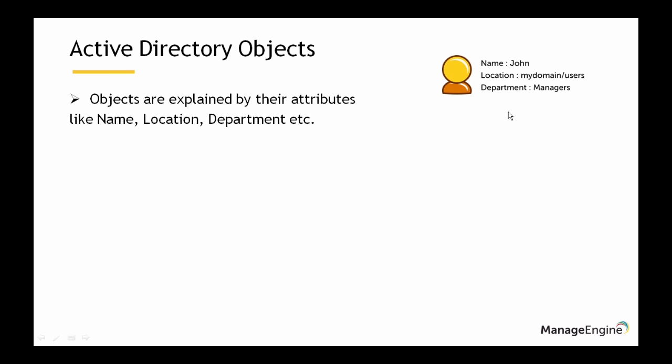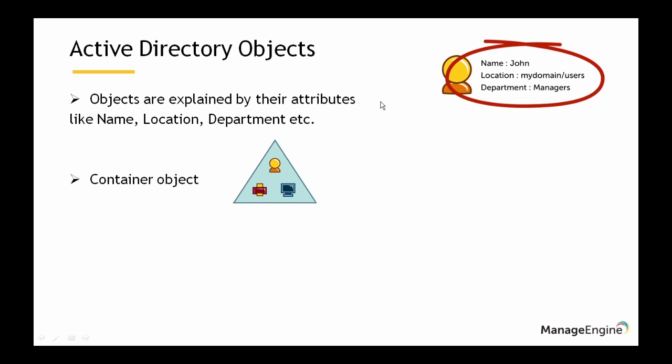For instance, if you have a user account John in Active Directory, the user object John is defined by a certain set of attributes. All these attributes together form the definition for the object in Active Directory. And there's a special type of object in Active Directory called the container object. As the name indicates, this object can contain other objects within itself. So a container object can have users, printers, computer objects, and a few other objects as well.